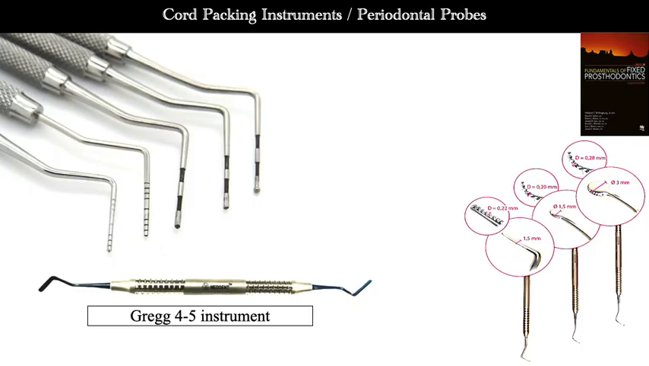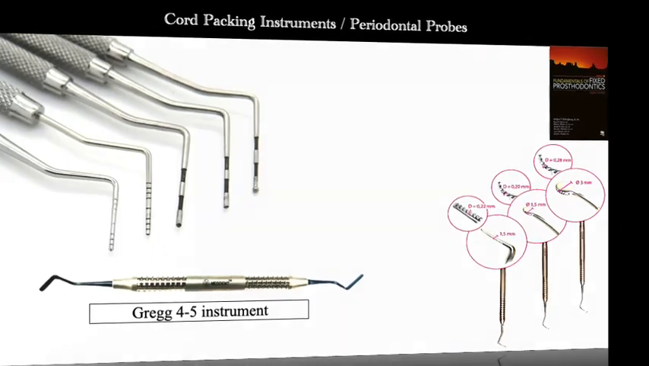But the golden rule: braided, go with the serrated one; and if it's a knitted retraction cord, always use a smooth gingival retraction cord packer.